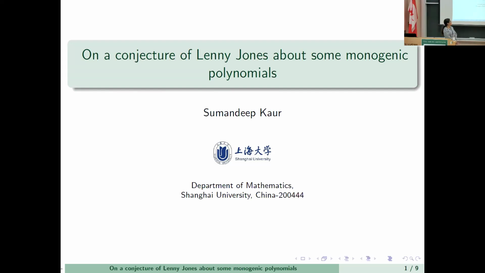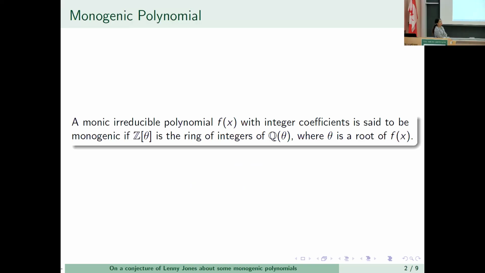So before stating the conjecture, I will first recall what monogeneity is and why it is important in algebraic number theory. If we have an algebraic number field K, we say that this field is monogenic if its ring of integers is generated by a single algebraic integer theta. Regarding polynomials, if we have a monic irreducible polynomial f(x) with a root theta, and the ring of integers of Q(theta) is Z[theta], then we say that the polynomial is monogenic.